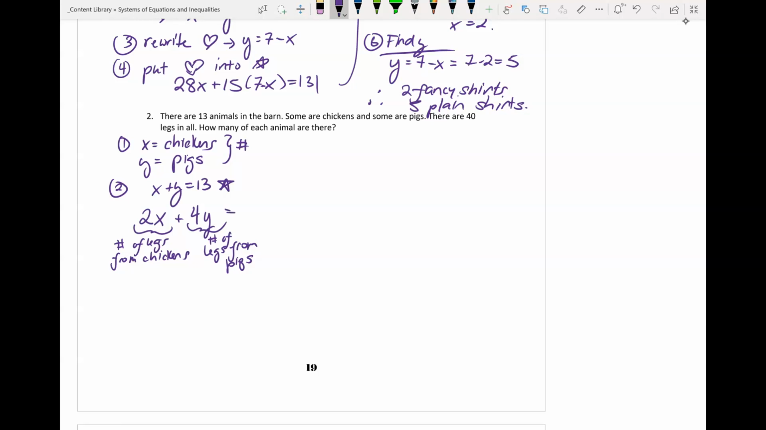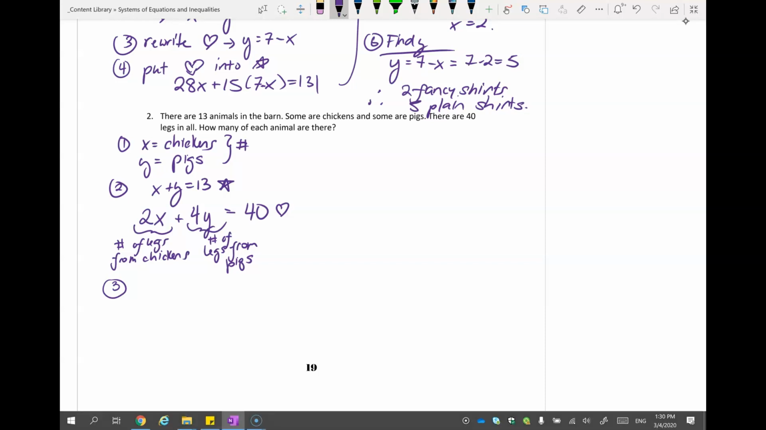And it says there are 40 in all. I can call this one heart. So those are my 2 equations then. Our next step, we're going to rearrange one of them so that we can substitute into the other equation. Again, if you want to use elimination, you can. This one's a bit easier to do for elimination, but I'm just going to go ahead and do substitution here.